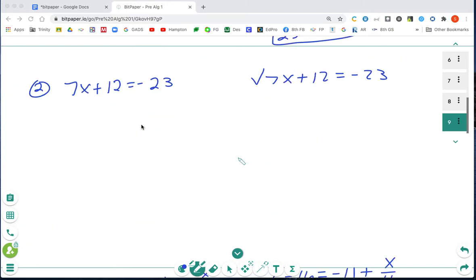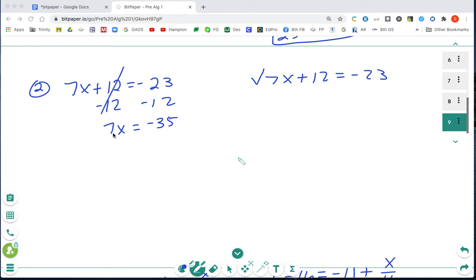Next equation. Is the variable on the left? Yes, it is. Is it first? Yes, it is. Is it alone? No, it's not. So we're going to zero pair the 12. Positive 12 and -12 is 0. Cancels out. 7x is equal to -23 plus -12 is -35.